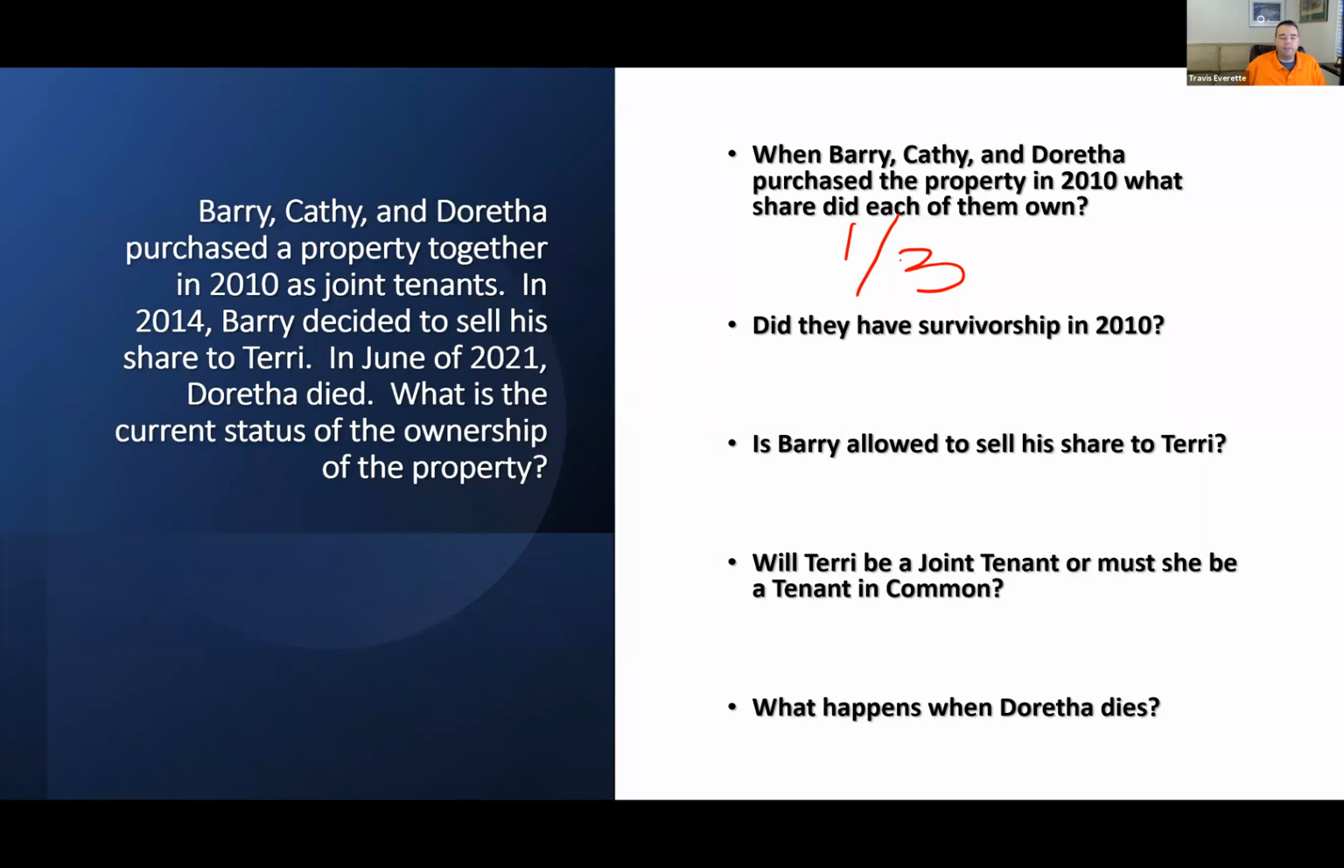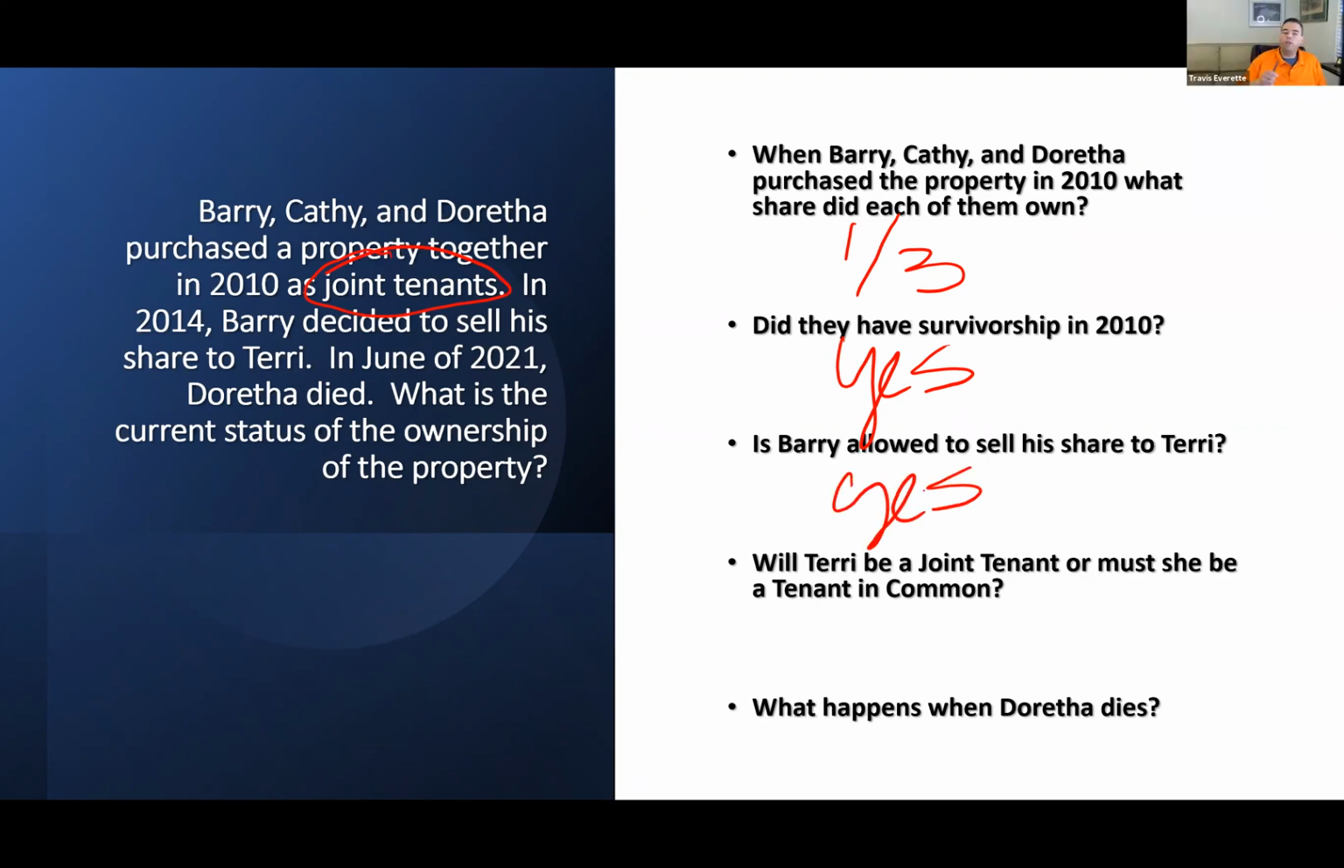Did they have survivorship in 2010? Yes, they did, because it said they purchased as what? Joint tenants. So that means survivorship. Is everybody good with that? Is Barry allowed to sell his share to Terry? Yes, that's a yes as well.